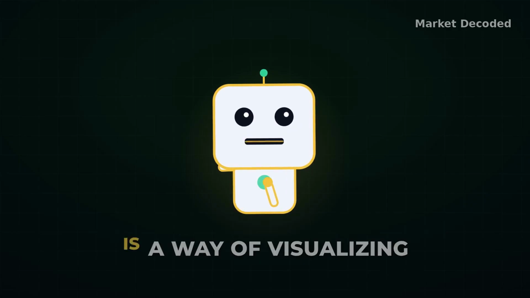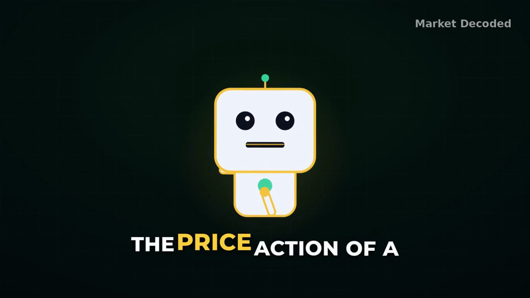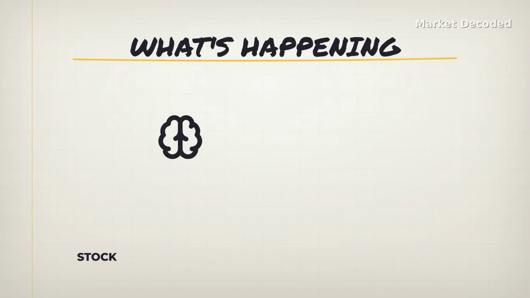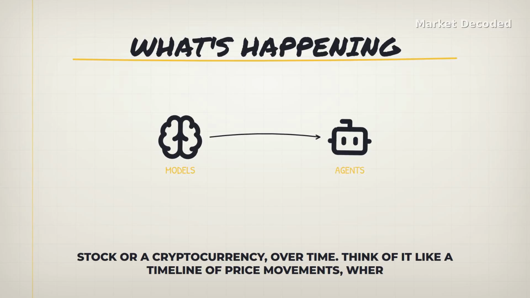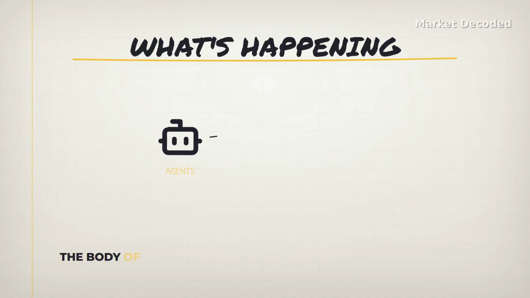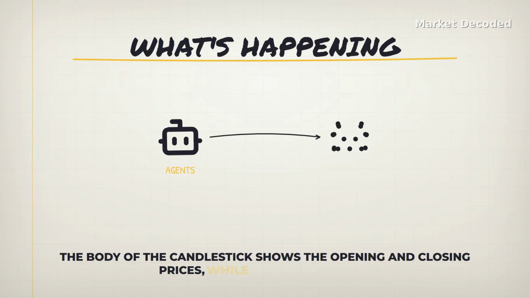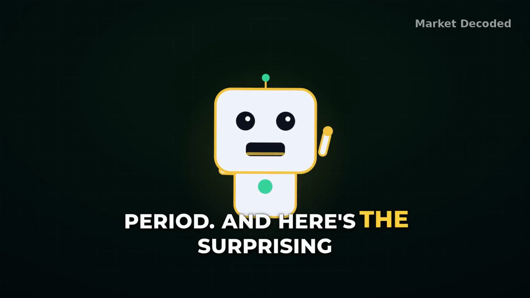A candlestick chart is a way of visualizing the price action of a security, like a stock or a cryptocurrency, over time. Think of it like a timeline of price movements, where each candlestick represents a specific period, like a day or an hour. The body of the candlestick shows the opening and closing prices, while the lines, or wicks, show the highest and lowest prices during that period. And here's the surprising part.